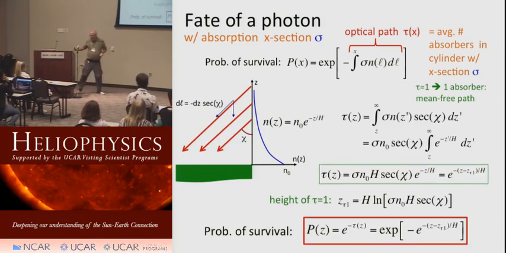Okay? Now here is the cool part, in my opinion. That makes the probability of surviving to a given depth, z, a given altitude, an exponential of an exponential. I've never in my years seen a function except in this one application. We get an exponential of an exponential. Okay? That is the probability of surviving down to that height.